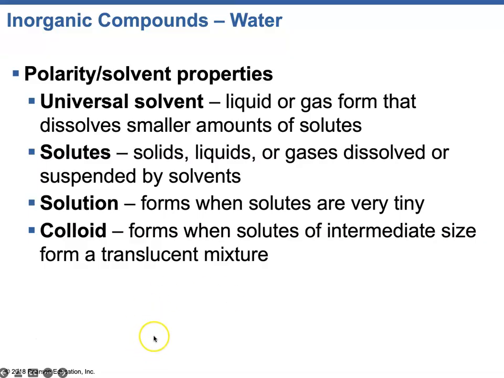A solution is what forms when the solutes are very, very tiny. And then with a colloid, this is when we have solutes that are of more intermediate size, and they tend to form more of a translucentish type mixture.